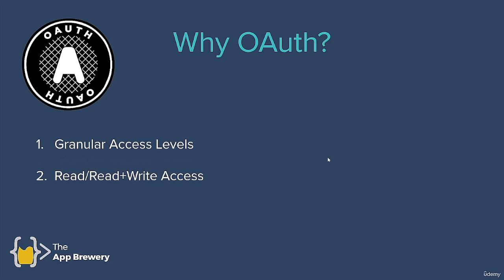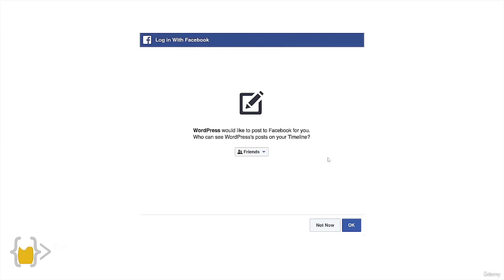Now, the second thing about OAuth is it allows for either read-only or read and write access. So in the case of Facebook, this means that you can either ask them to just retrieve pieces of information about their Facebook account, so what's their name, what's their email, who are their friends, or you can ask for write access as well. Say, for example, in this case, if WordPress wanted to be able to post to Facebook on this user's account, then they will need to ask for read and write access.